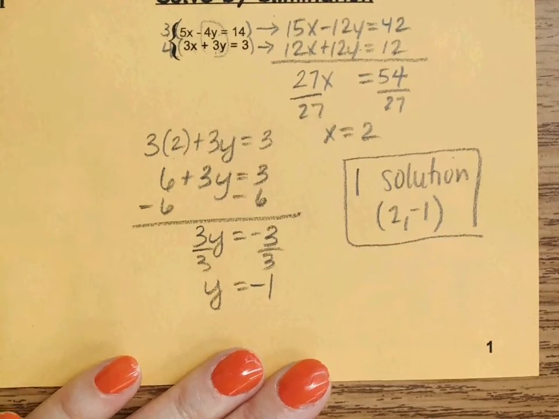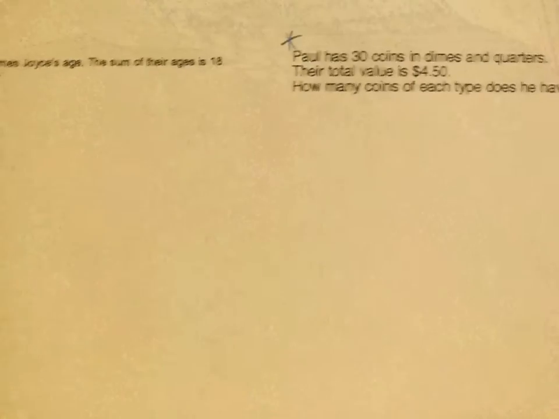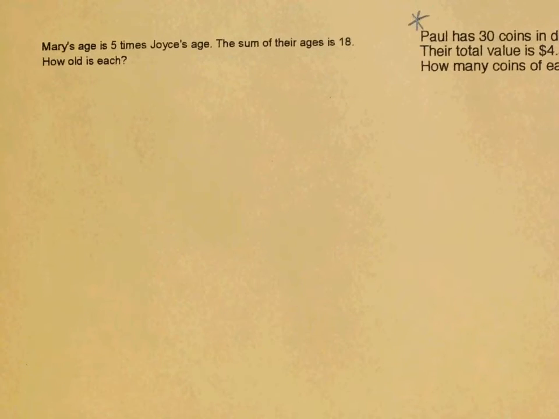Okay? All right, that's it for this front side. Let's flip it over to the back. So on the back, I have two story problems. We'll do this first one together right now.